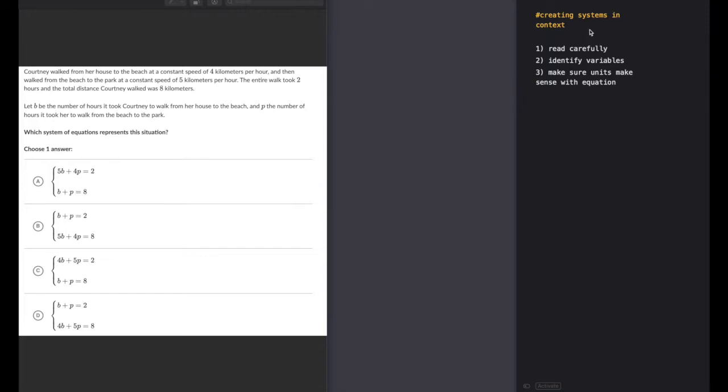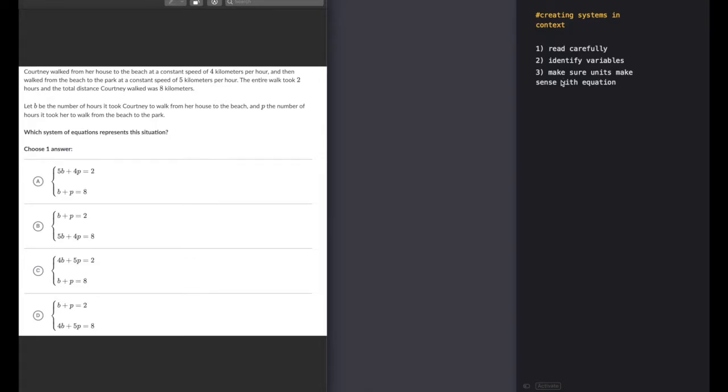The first thing I would encourage people to do is read carefully. These are word problems, and the more you do of these types of word problems, the better you get at them. But you do have to be careful because it is easy to miss important details. The second thing we're going to do is identify variables. In all of these problems, your variables are going to be explained down here. And so we'll have a look at those and figure out what our variables are.